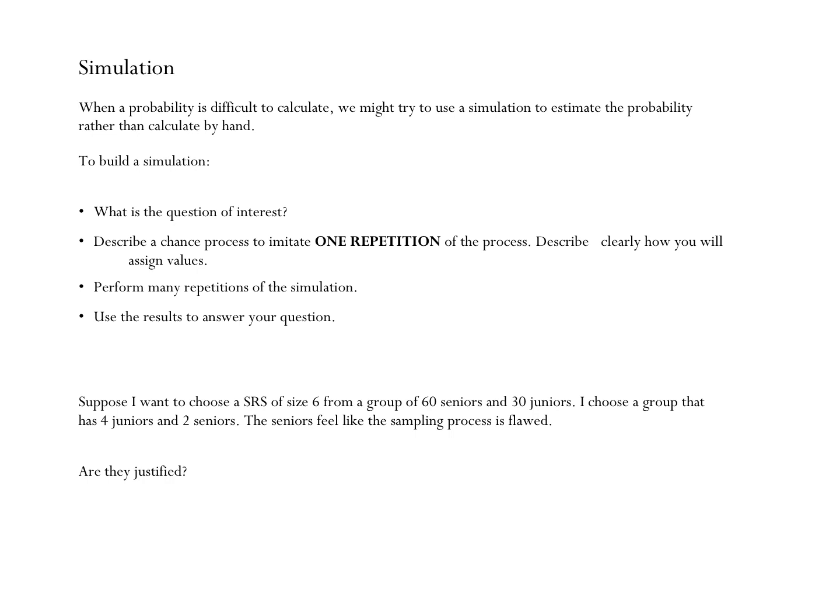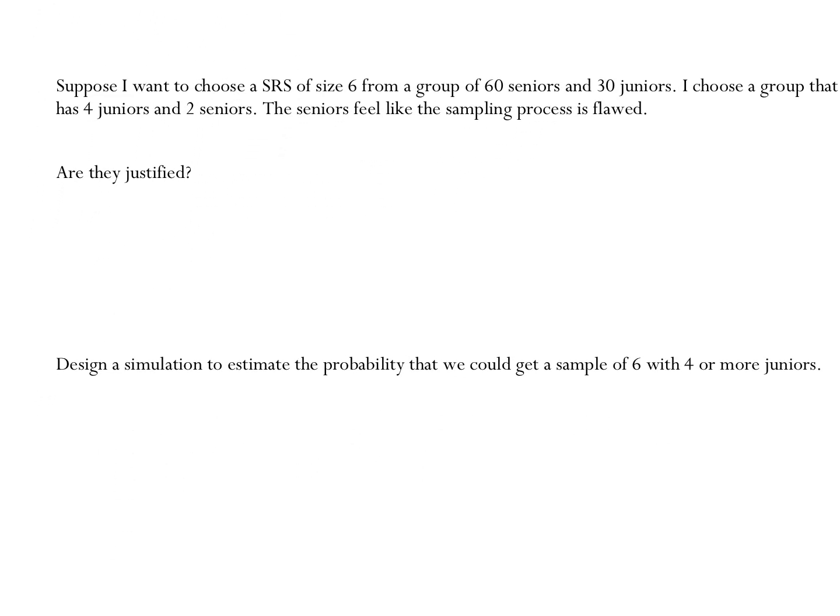Many probabilities that are reported out are in fact simulations, because sometimes we don't know all the factors of what's going on. Okay? So let's say I want to choose a simple random sample of 6 from a group of 60 seniors and 30 juniors. The group I get is 4 juniors and 2 seniors, and the seniors are mad.